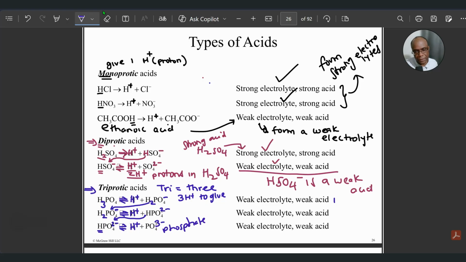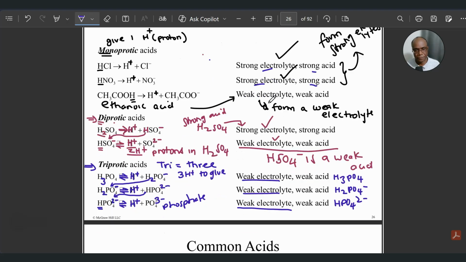So comparing the acids, H3PO4 is a weak acid, gives you a weak electrolyte. H2PO4- is a weak acid, gives you a weak electrolyte. And HPO4 2- is a weak acid, weak electrolyte. Then sulfuric acid is a strong acid, strong electrolyte. The hydrogen sulfate is a weak acid, weak electrolyte. Ethanoic acid is a weak acid, weak electrolyte. Nitric acid, strong electrolyte. HCl, strong acid, strong electrolyte.